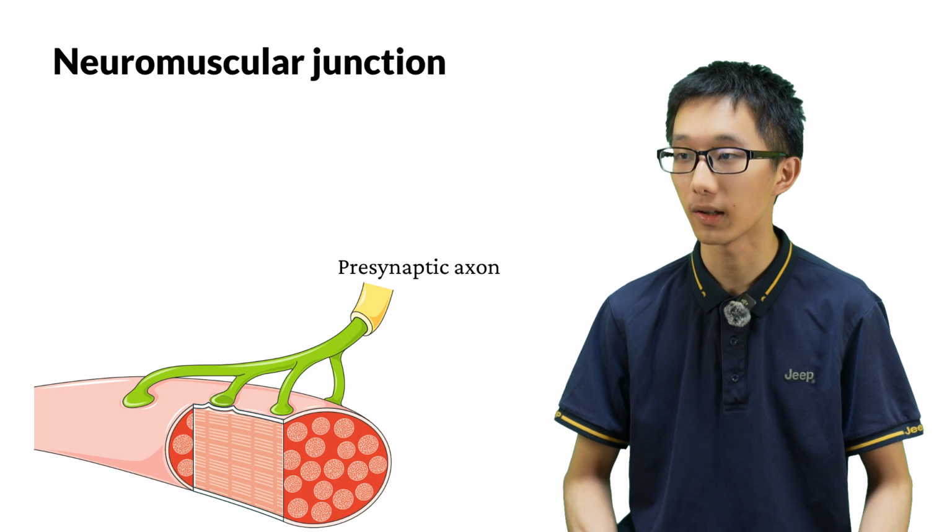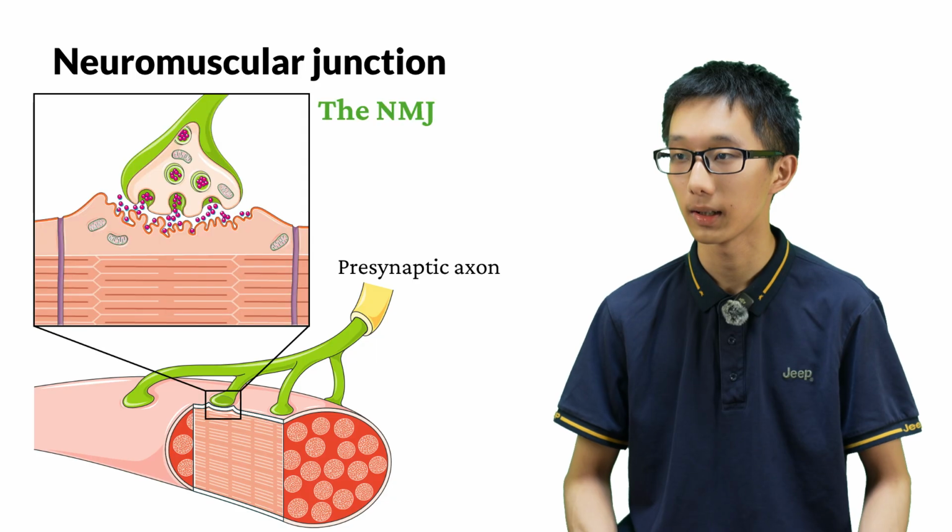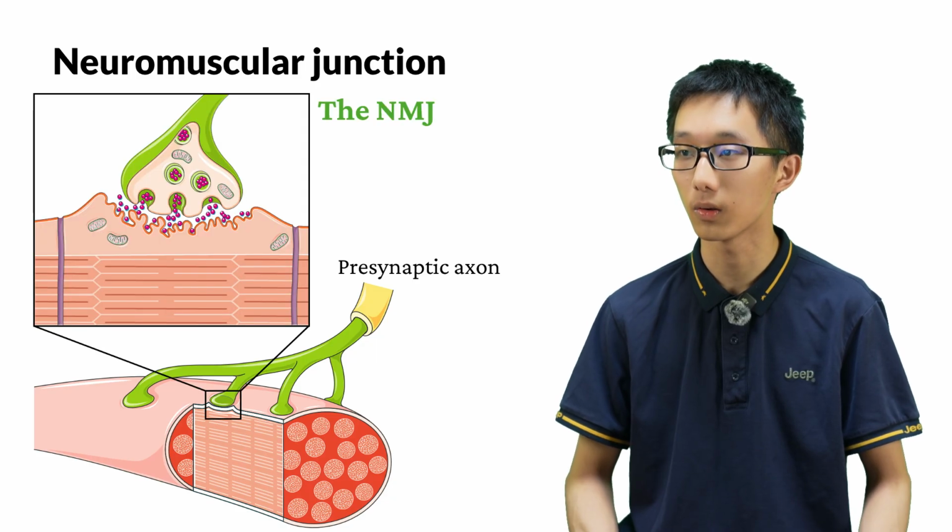Let's zoom in at the details. First, this is the axon of the presynaptic neuron. Then, this is the neuromuscular junction, abbreviated as the NMJ.